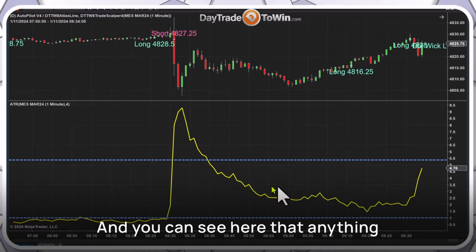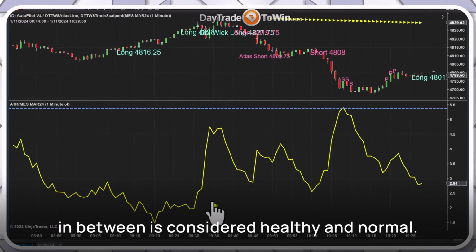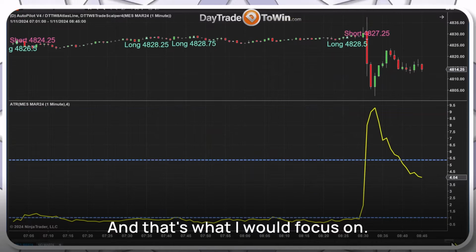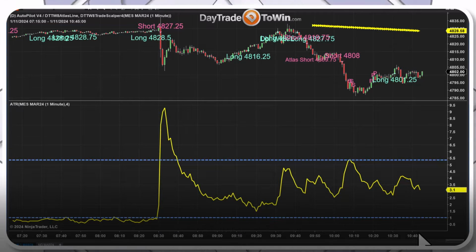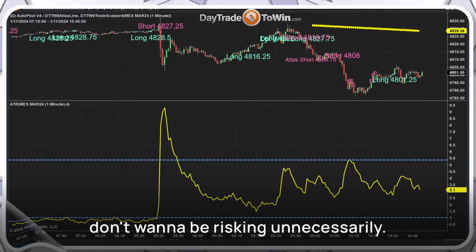And you can see here that anything in between is considered healthy and normal, and that's what I would focus on for the new traders and for the seasoned traders as well. You don't want to be risking unnecessarily.